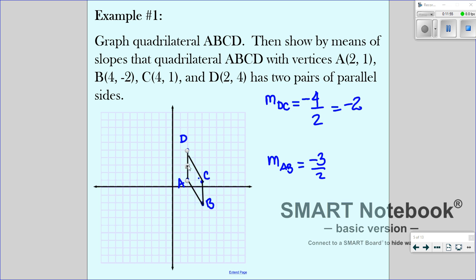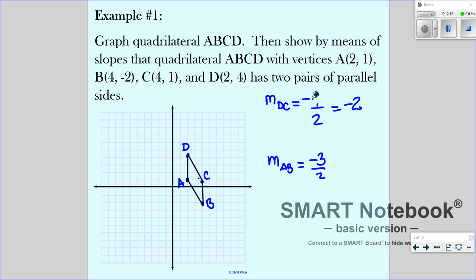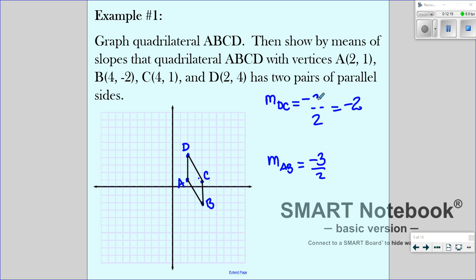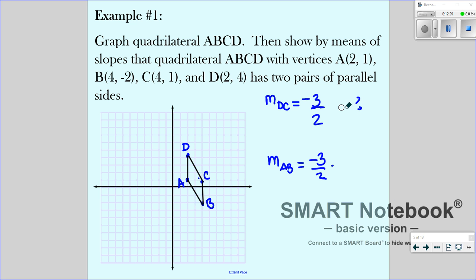So I went 1 too far. So that one should have been 1, 2, 3. So this one should have been -3. Again, that's why I got to be careful with plotting. And then this is 3, and that should not be -2. So that should be just -3/2, and then this one's -3/2.